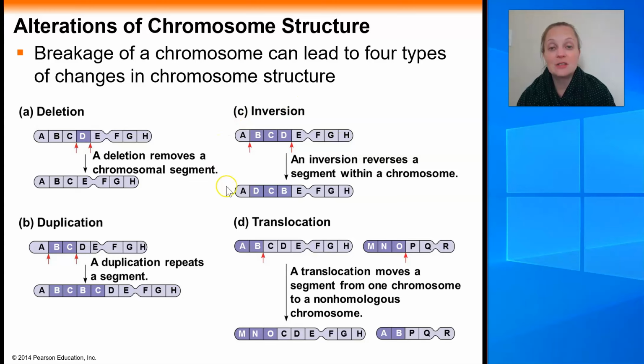We can also have what is called an inversion. So in this case, we've taken segments B, C, and D, and we've left them on the same chromosome in the same spot, except we've flipped it around, so mirror image. And while that doesn't seem so bad, right? You still have the same number, copy number of those genes.